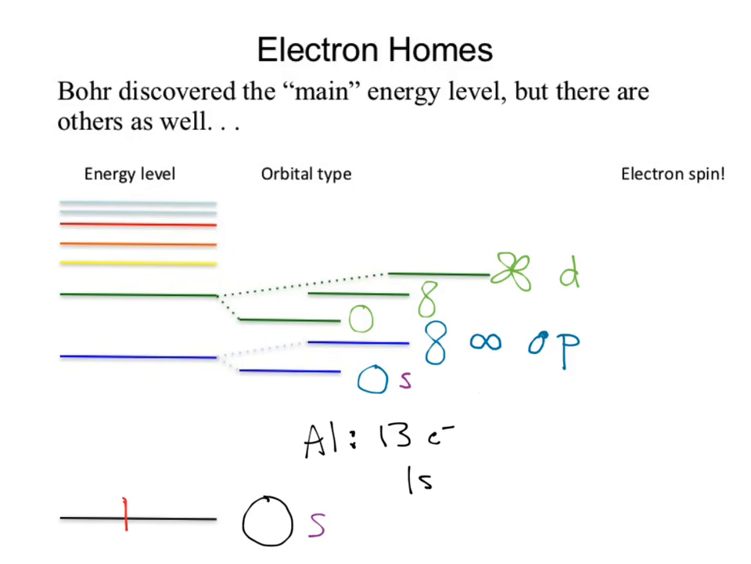S. The second electron goes in, first energy level, S. For those of you saying, do you really have to write it out that way? No, we'll simplify it in a little bit. Next electron, 2S. Next electron, 2S. Next electron. We're shortening this fast. 1, 2, 3, 4, 5.